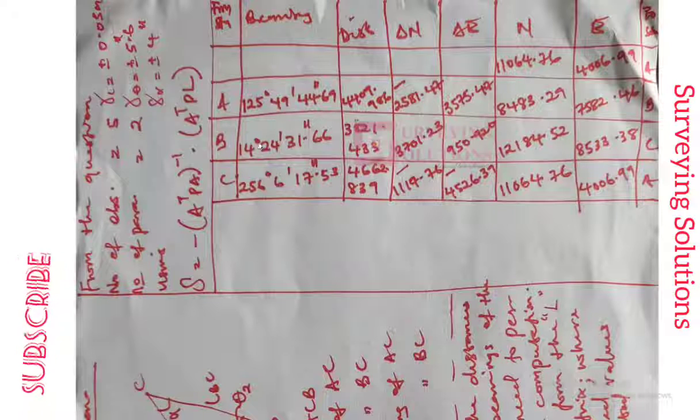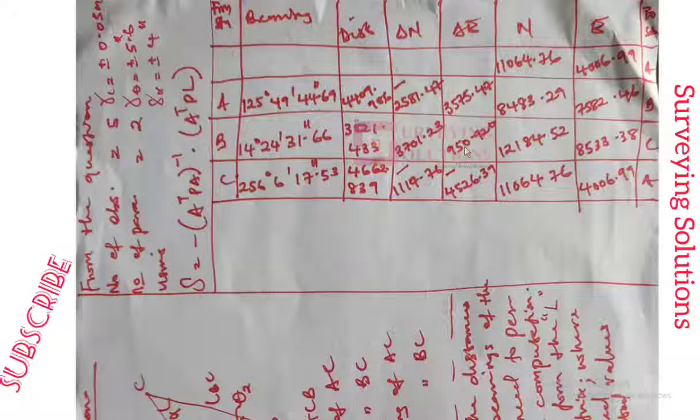So you are going to see this BC now from the question given to us. So let's come to get our bearing BC. The same procedure: the easting of C minus the easting of B, then the northing of C minus the northing of B. So your delta easting should be 950.920.